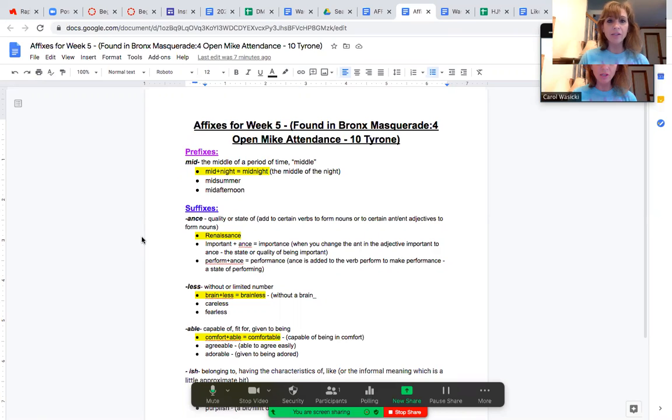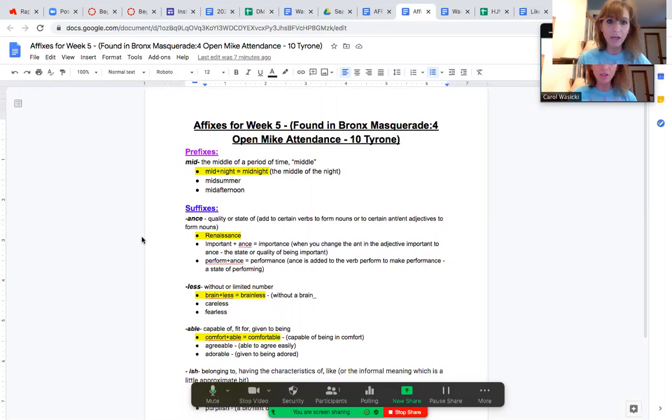And it has, like I said, our affixes for week 5. We took these affixes, we found these by looking at our reading for this week from Bronx Masquerade, chapters 4 through 10. And we have 5 affixes, just like we always do. One of those is a prefix, and the other 4 are suffixes. Prefixes come at the beginning of words, suffixes come at the end, and they change the meaning of the word, and often the part of speech as well.